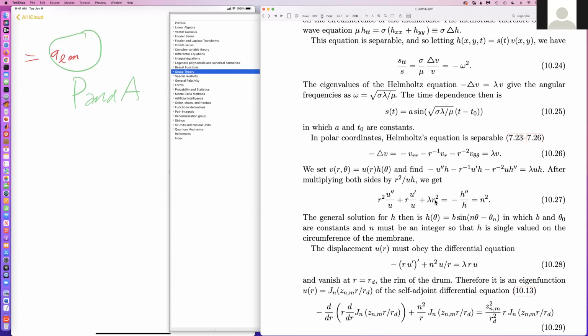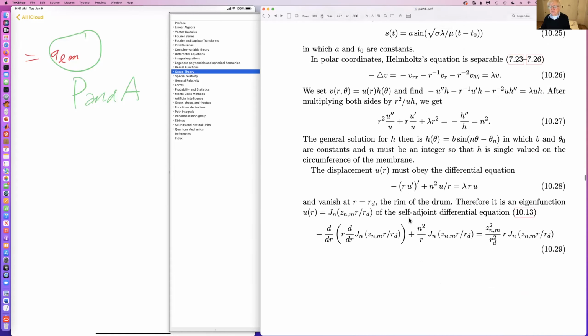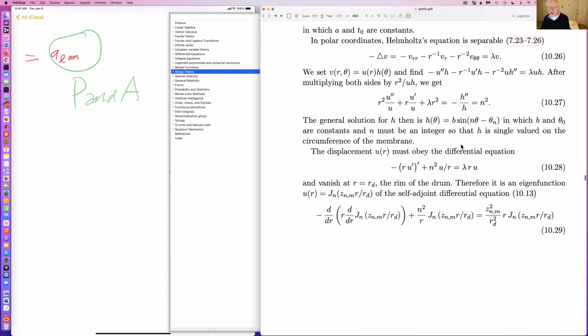And now the left-hand side is a function of r, the right-hand side, this piece here in the middle, is a function of theta. They can only be equal if they're both constants, equal to n squared. So then we set h of theta to some constant b sine of n theta minus some theta n. And the n is the square root of this constant. And what's left is Bessel's equation. So the displacement u of r has to obey this equation. This equals n squared. And when you rewrite that, you get this equation, which is a version of Bessel's equation.